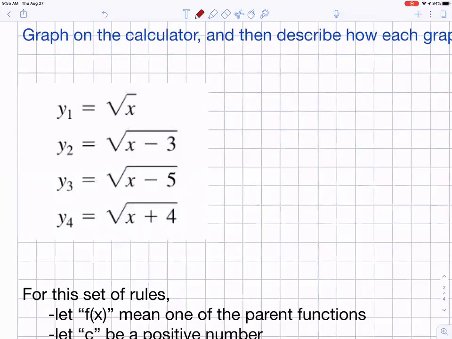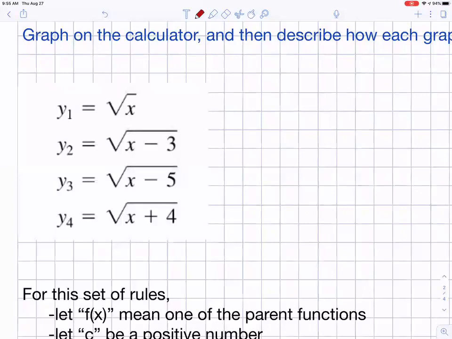Interesting. Okay, so what did Y2 do? It shifted to the left 3? To the right 3? Hey, which one is it? Is it to the left 3 or is it to the right 3? It's to the right. To the right. Now here's what's weird.